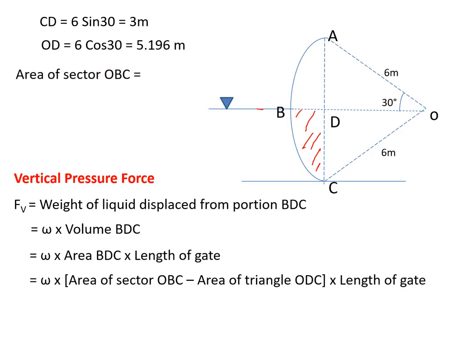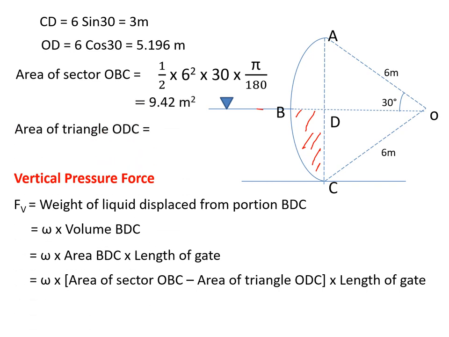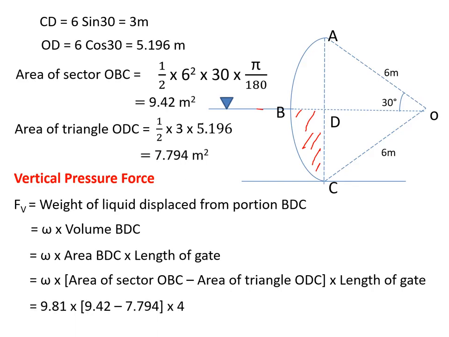How to find the area of sector OBC: you have to take 30 degrees. So half r square theta, half into 6 square into theta. Last time you took 60 degrees, now it is 30 degrees, 30 into pi by 180, which gives 9.42 meters square. Similarly, the area of triangle ODC is half base into height, where DC is 3 meters and OD is 5.196. That gives 7.794 meters square. So find FV by substituting here. The length of the gate is 4 meters. So that gives 63.804 kilonewtons.